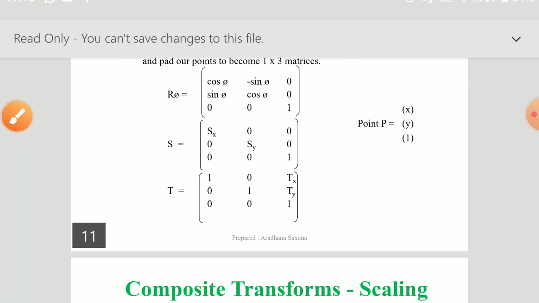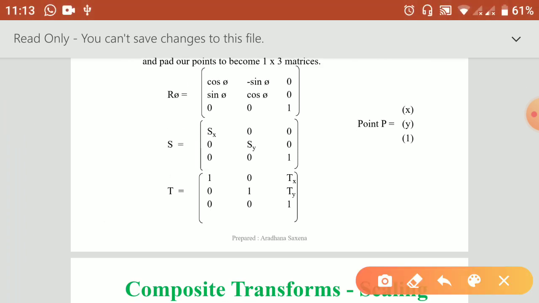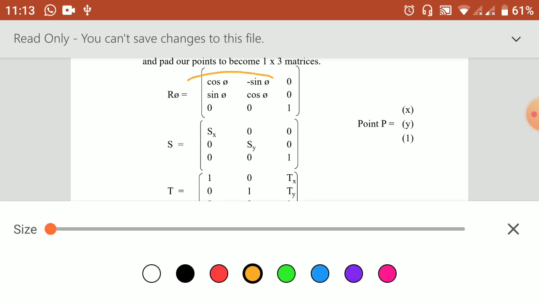Third, it is a 3 cross 3 matrix. While we have derived only these values, the rest is a constant value always. It will be like that only. The third row we set to 0 0 and 1.